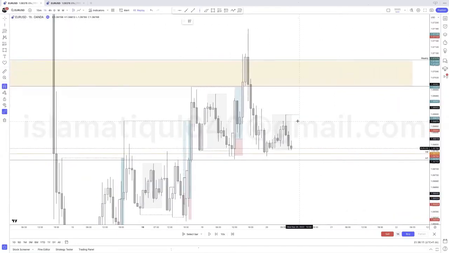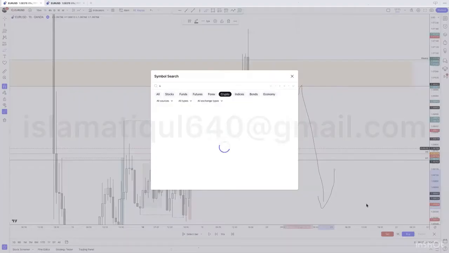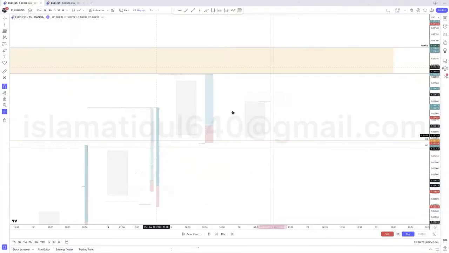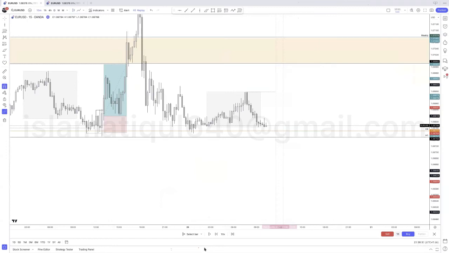Yeah, 12:30 and 11:30. Now we could expect a sweep, then a drop. You could expect the sweep and the drop. So let's see. Play price forward. Let's wait for the London session.